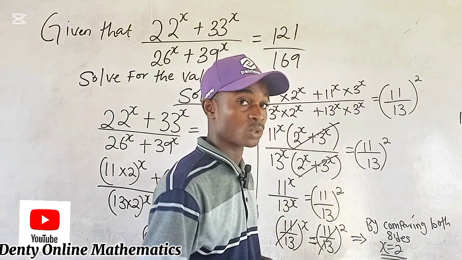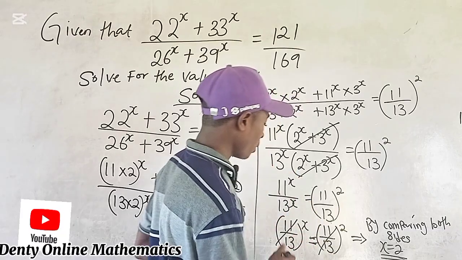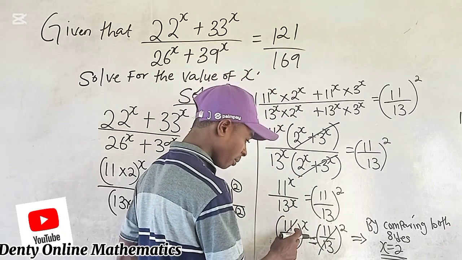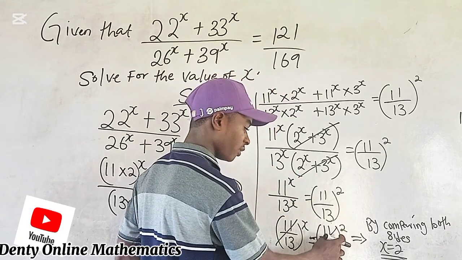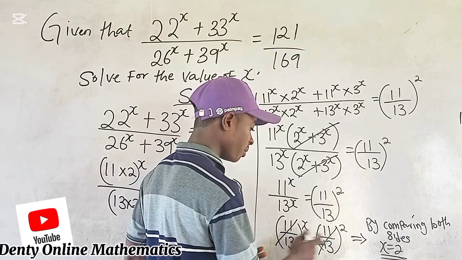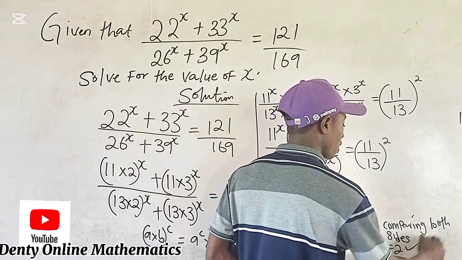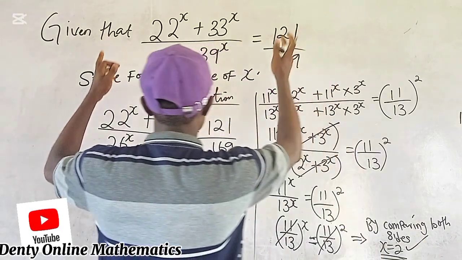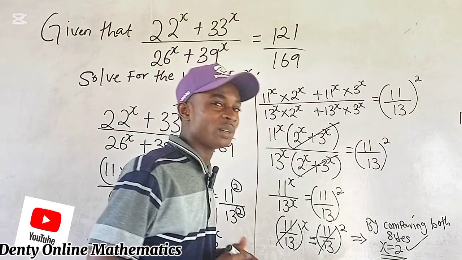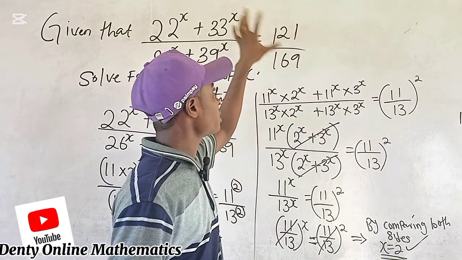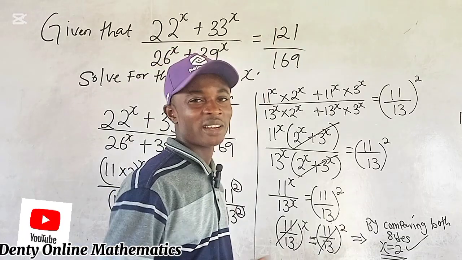x is equal to 2 because when I compare the base, I saw that the base 11 over 13 is the same thing as 11 over 13. So therefore, since the base is the same, x will be equal to 2. Now if we plug this value of x into this equation, you will see we are going to have the same thing here. See, very simple.